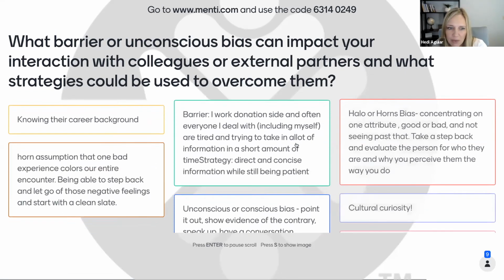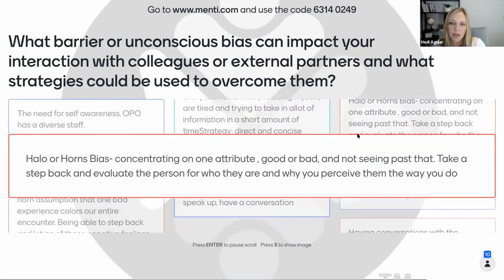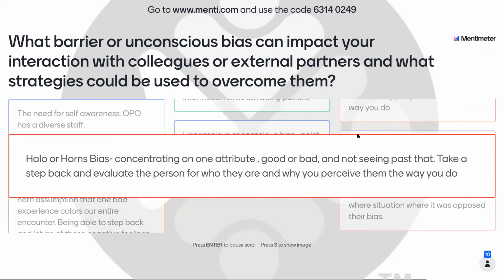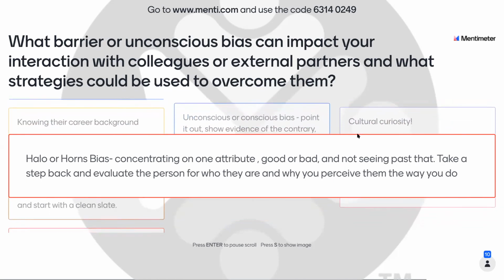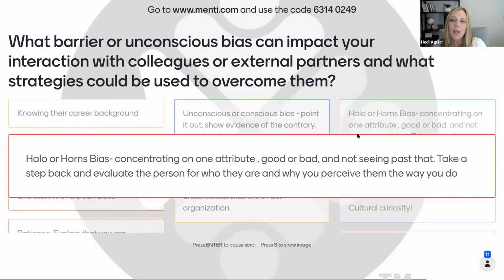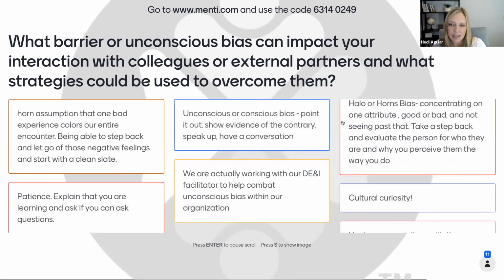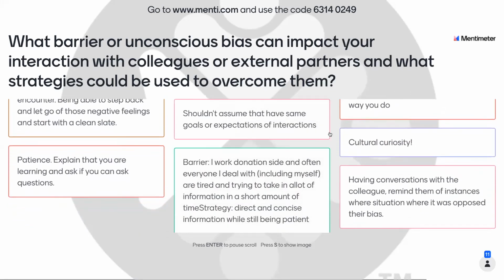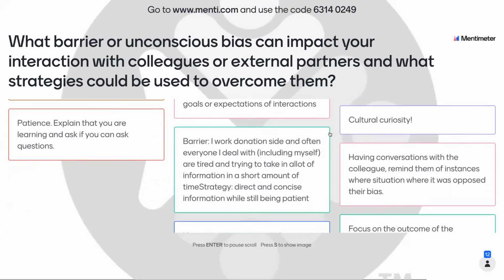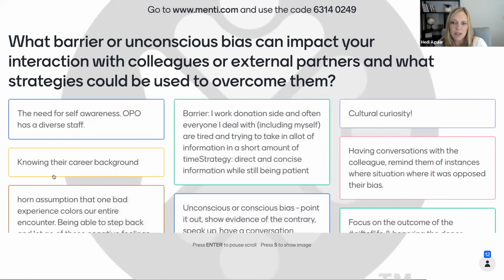I saw one about halo and horn bias here, concentrating on one attribute. I think somebody else submitted something similar, good or bad, and not seeing past that. Take a step back and evaluate the person for who they are and why you perceive them the way you do. I think that's excellent advice. Really good. Patience, explain that you are learning and ask if you can ask questions. I think that's a great piece of advice.